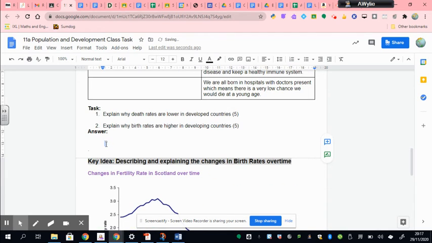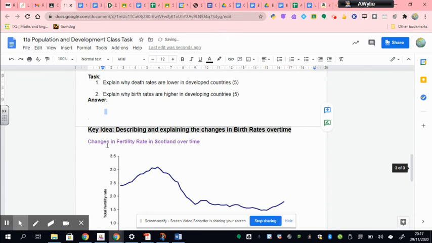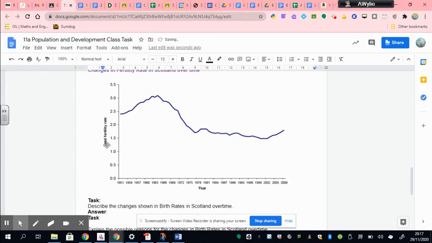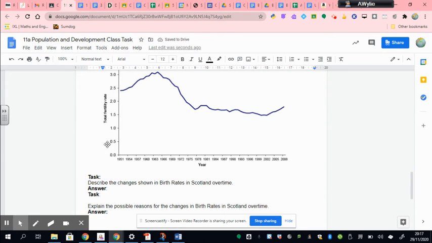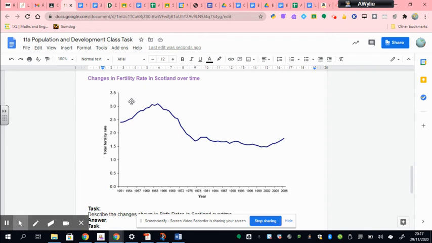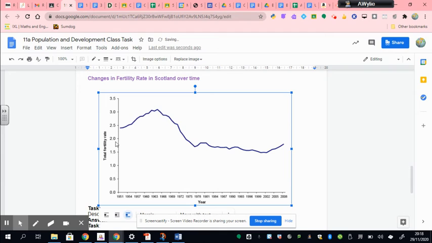Now that you've completed that, we're probably 30 minutes into the lesson or so. So I'd now like you to have a look at this question, and you've got 2 parts to it. The aim is to get this all completed by the end of the lesson. What we can see here is in Scotland, the fertility rate, which you will remember is the number of babies an average woman has in her life, in 1951 was just under 2.5. We can then see it rose into the 1960s to just over 3. They call this the baby boom.